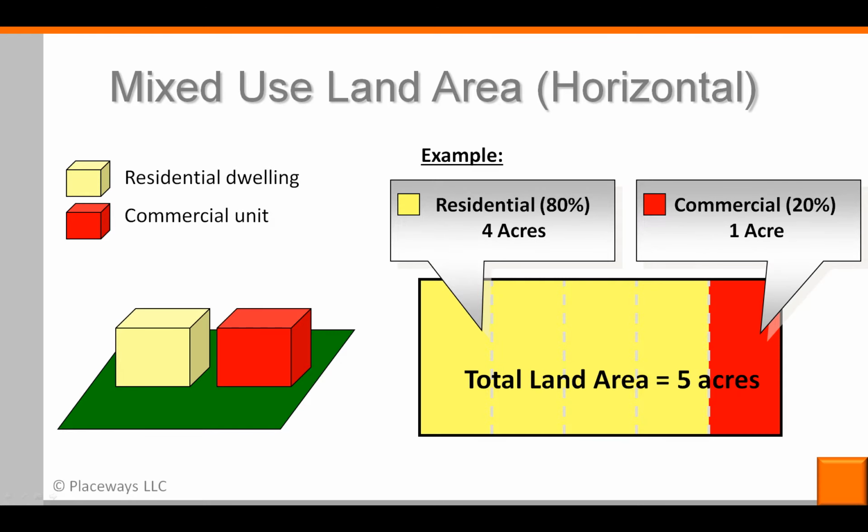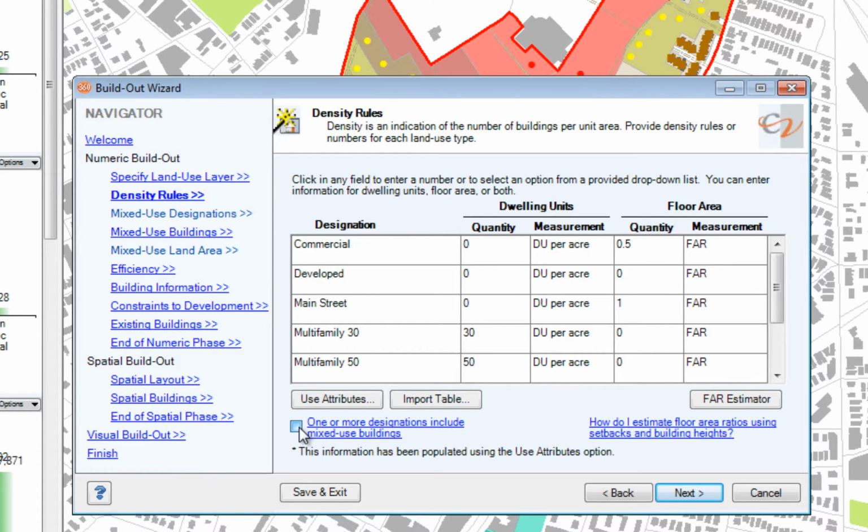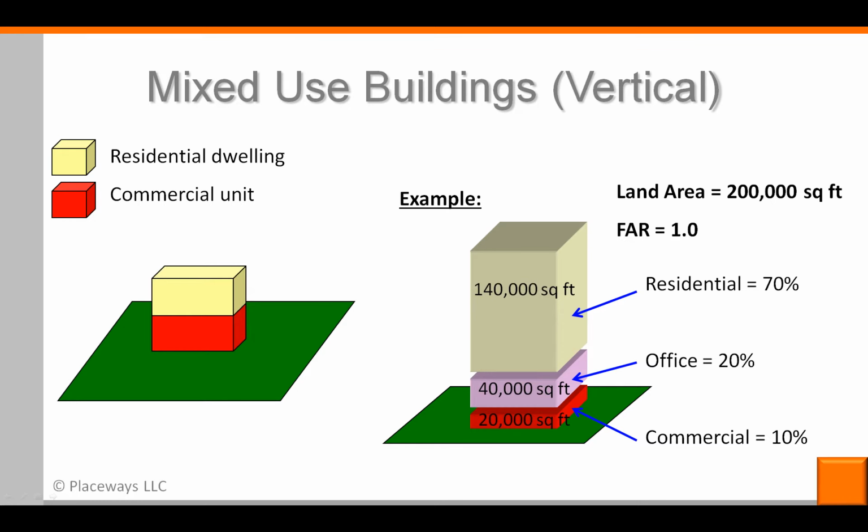Up until now, we only had the option to incorporate mixed use on a given feature by allocating portions of the property to either residential or non-residential use. This is sometimes called horizontal mixed use, and in previous videos, we set up transit mixed use to allow for this. In advanced mode, I now have this checkbox to indicate that in some land uses, I want to have a mix of uses within buildings themselves. This is sometimes called vertical mixed use.